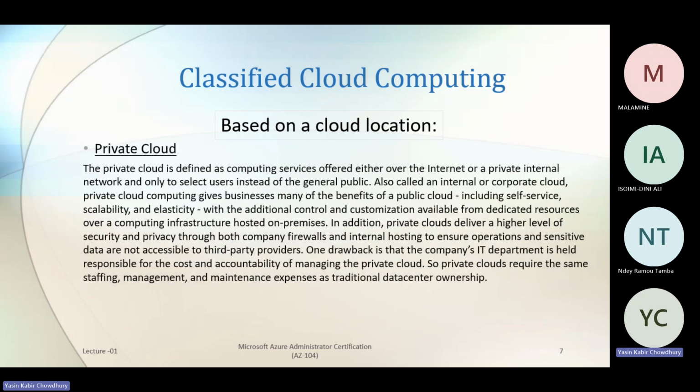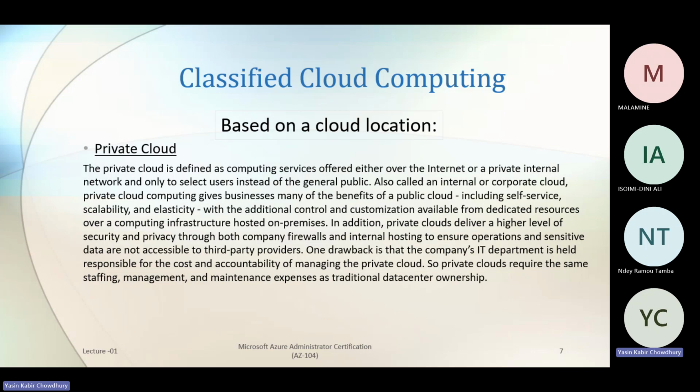Then there is the private cloud. What is private cloud? The private cloud is defined as a computing service offered either over the internet or a private internal network, and only to select users instead of the general public. It can be accessed by the internet or the private internal network, like banks are using. There is an internal intranet. It is called intranet, not internet, because they are connected with each branch together, but they are not exposed to the internet.